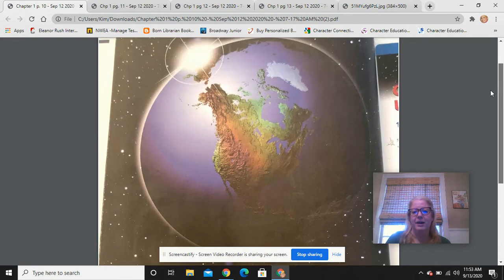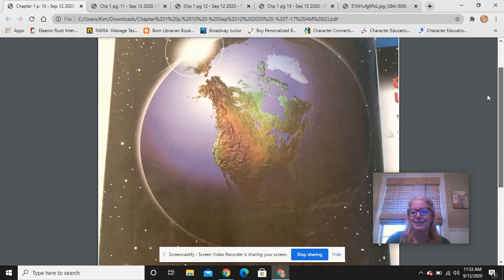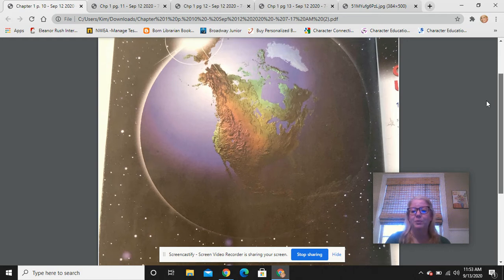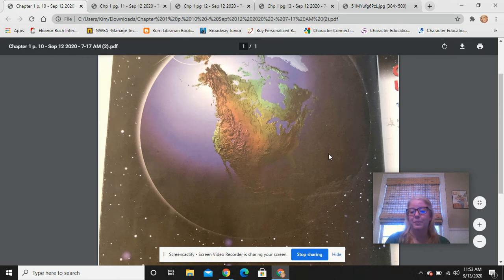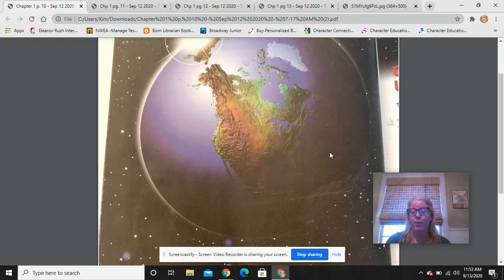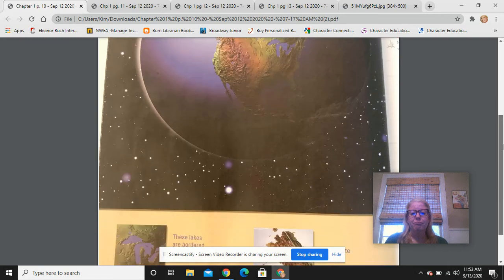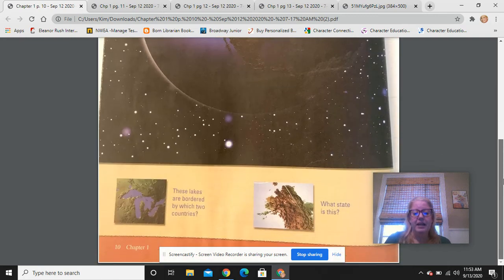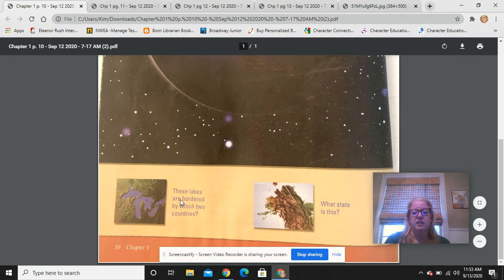I'm not sure if anybody recognizes what this is looking at, but this would be a view of the earth from space. So if we were up in a space shuttle and we were orbiting the earth and we peeked out the window, this is what we might see. Now, at the bottom of the page, it says, these lakes are bordered by which two countries? And there's a little picture there.